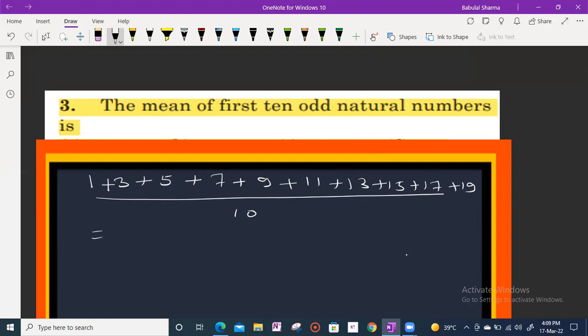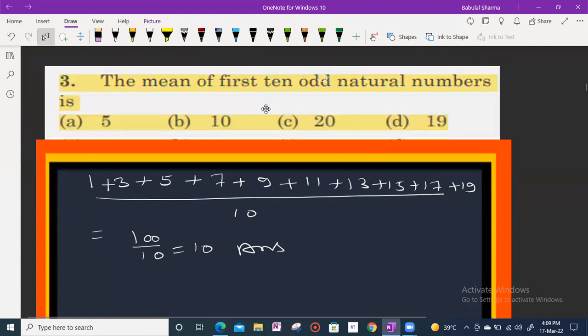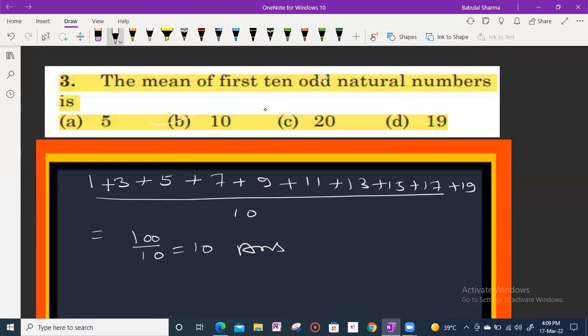We have to consider the first 10 odd natural numbers, that is 1, 3, 5, 7, 9, 11, 13, 15, 17, and 19. Please add these numbers carefully. What is the sum of all these numbers? Please add yourself. That is 100 divided by 10, that is 10. So the mean of the first 10 odd natural numbers is 10. So B is the correct option, students.